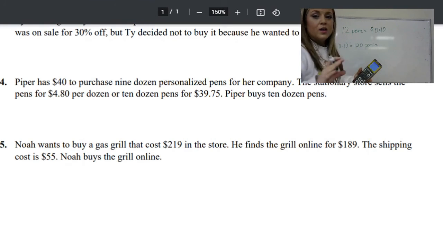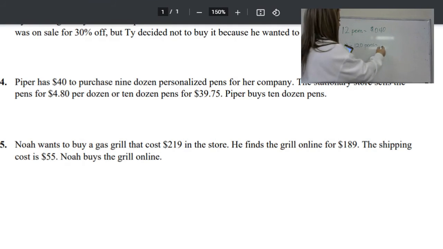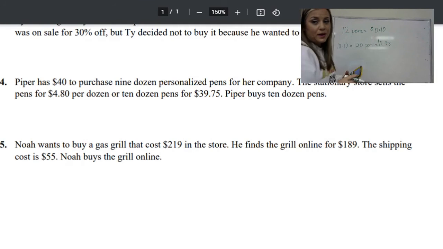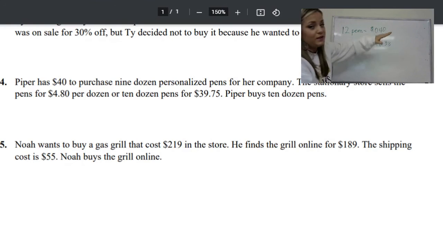All right, now she could buy 120 pens, 10 dozen, for $39.75. So let's do 39.75 divided by 120. Ooh, that is 33 cents a pen. Okay, so she decides to go ahead and buy the 10 dozen pens. Yes, that is a financially responsible decision because you can get way more pens for cheaper. They're 33 cents for each pen, whereas if you buy just a dozen, it's 40 cents a pen.